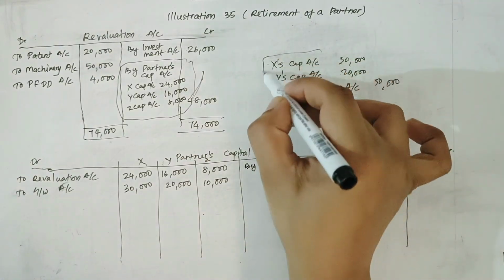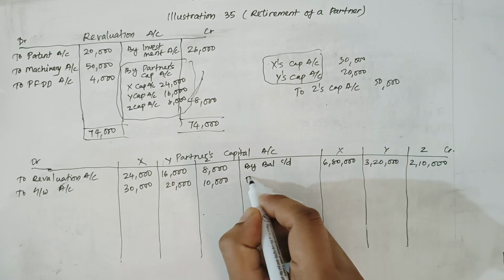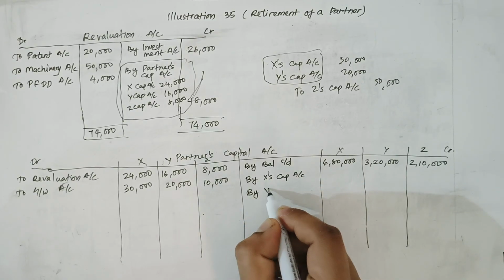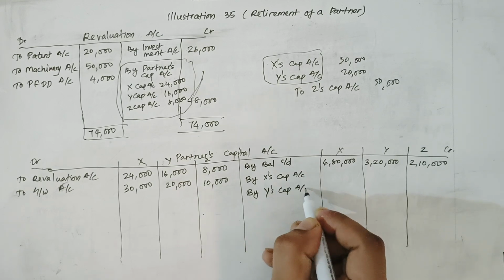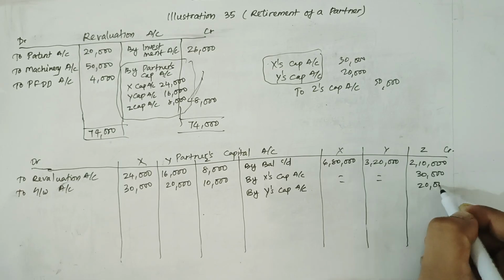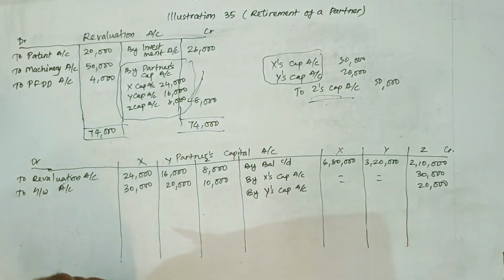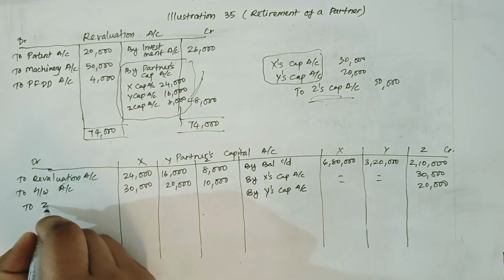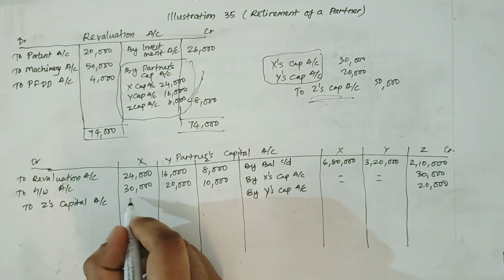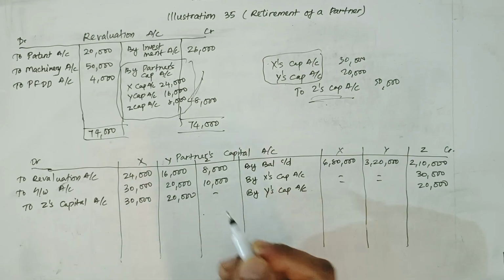Z's account will be credited with Y's and X capital account. So on the credit side, by X capital account by Y's capital account 30,000 and 20,000. Similarly, X and Y's capital accounts will be debited with Z's capital account. So on the debit side, the Z's capital account on the 30,000 and 20,000. That's all.